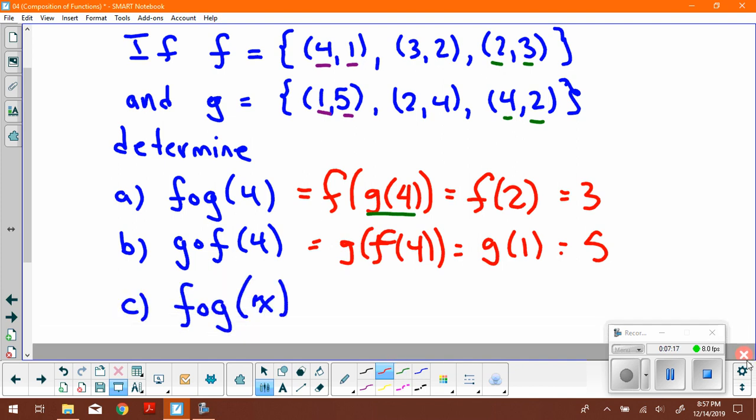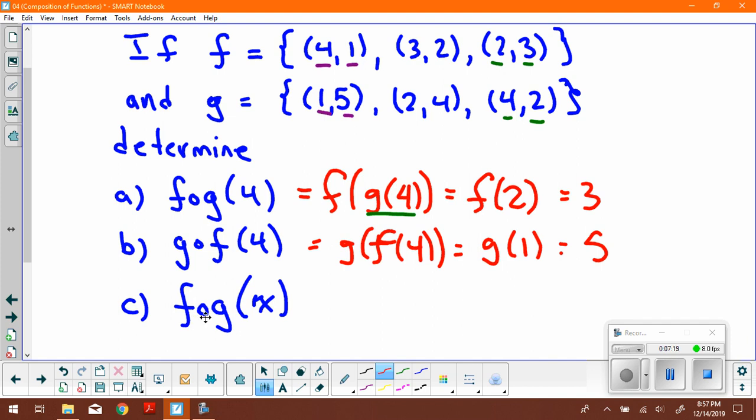Okay, last but not least, we're going to create the point table for f of g of x. So what does the entire function look like?